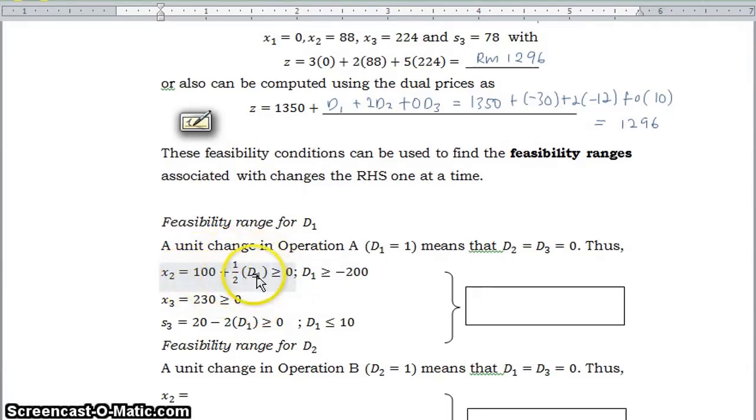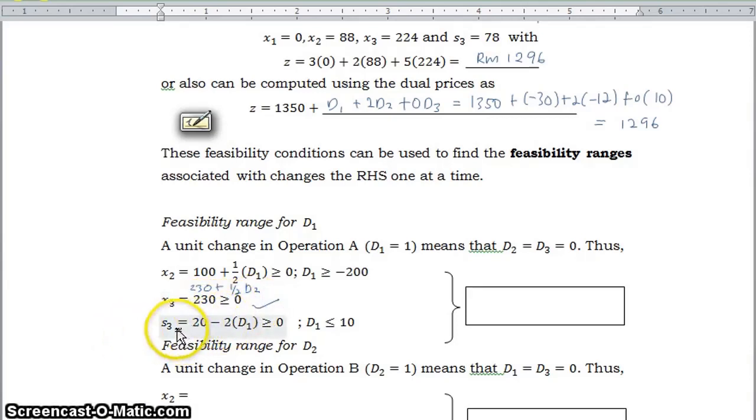Here we want to find the range of D1. We simplify this and we need to make sure that X2 is greater than or equal to 0. From here, 1 over 2 D1 is greater than or equal to negative 100, and then D1 is greater than or equal to negative 200. From the second constraint, the feasibility condition is 230 plus 1 over 2 D2, and D2 in this case is 0. So we have X3 equal to 230, which is positive.